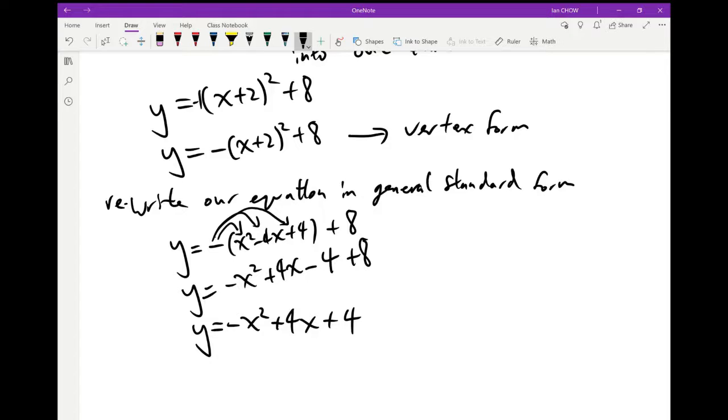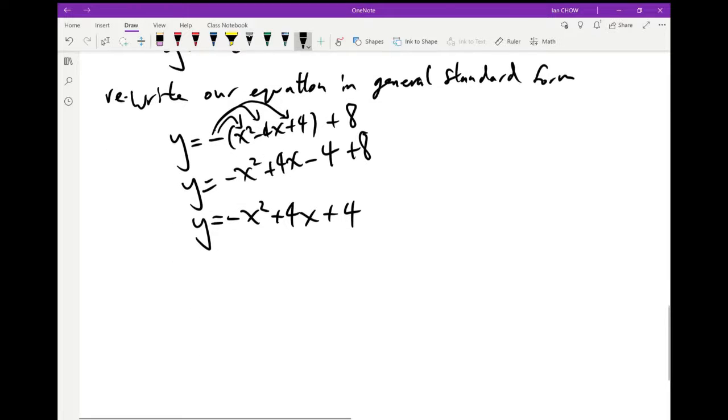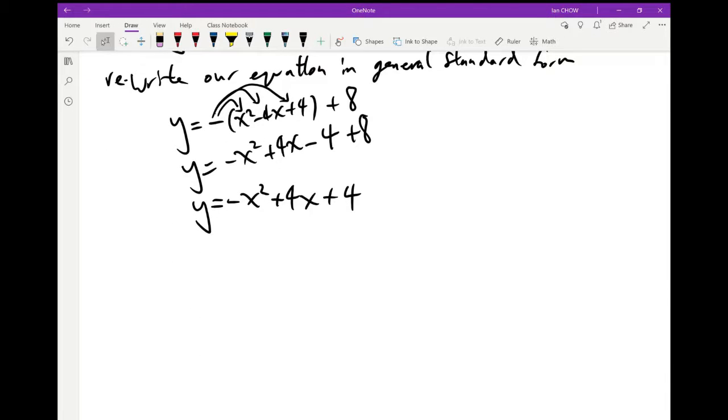So this is how you actually do this. This whole lesson is all about doing this, and this is class example 1. So let's look at another one. Let's look at class example 2. It says finding intercepts from the standard form.